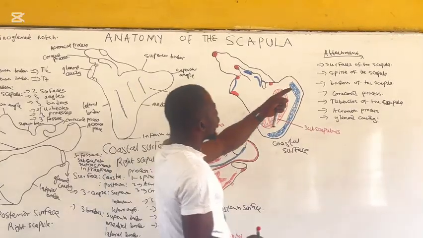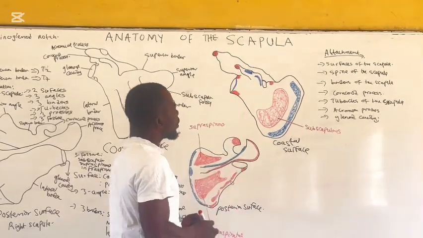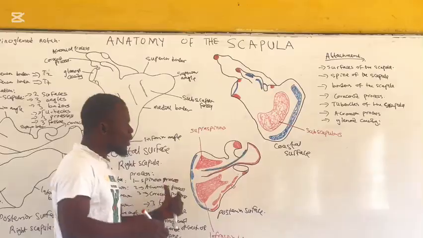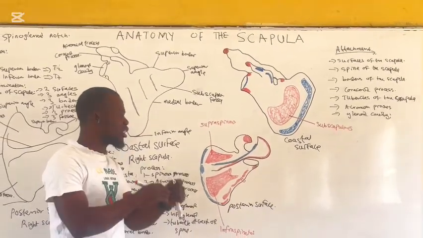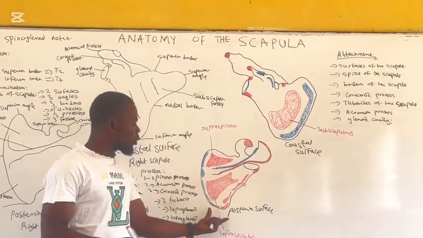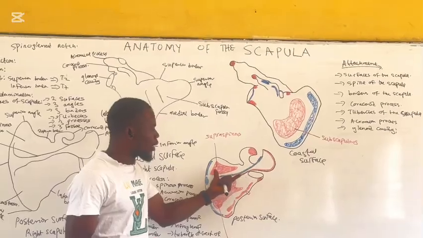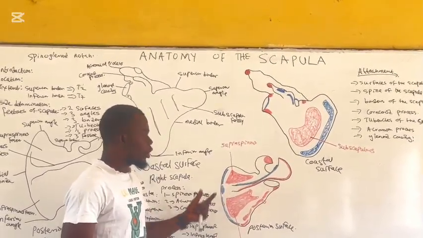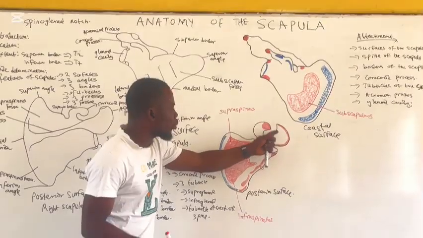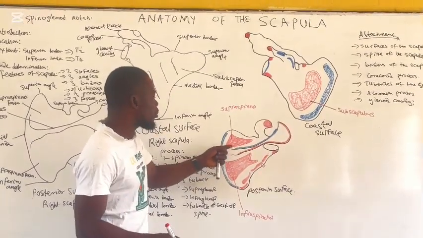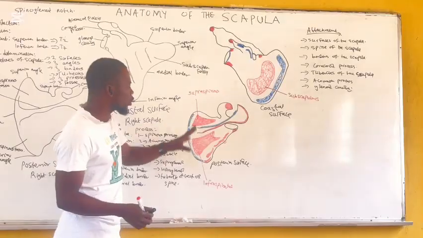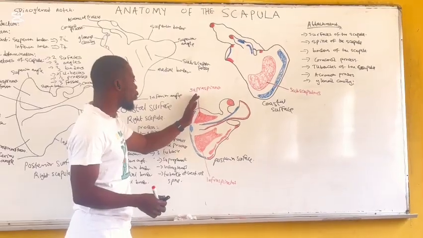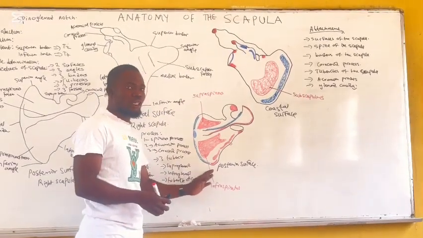Moving on to the spine of the scapula. The attachment on the spine of the scapula, we know that the spine of the scapula can only be seen on the posterior surface. So this is the structure we'll be using for demonstrating the attachment on the spine of the scapula. This is the spine of the scapula. It is a plate-like bone structure that divides the posterior surface of the scapula into the upper supraspinous fossa and the lower infraspinous fossa.